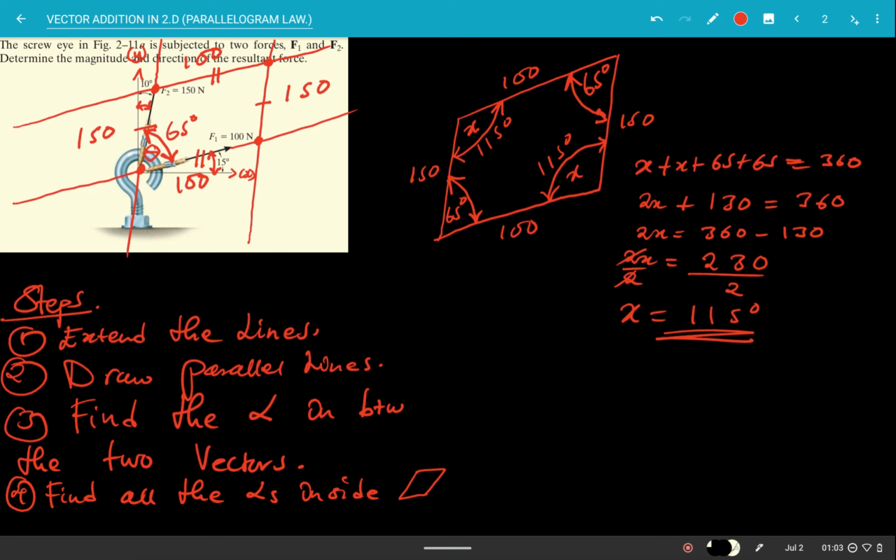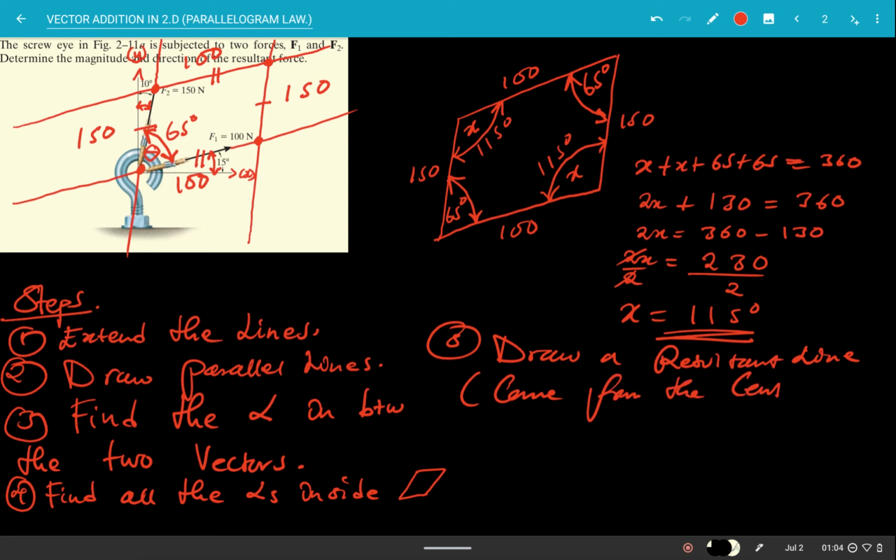Now let's focus on the same quadrilateral here. Remember, we're trying to find the magnitude of the resultant. Now, since we have found the fourth step, let us move on to the fifth step. The fifth step simply states that we need to draw a resultant line. The resultant line will come from the center. Now the center is simply this point here. This is the center. You can call it O if you want. So my center is here.